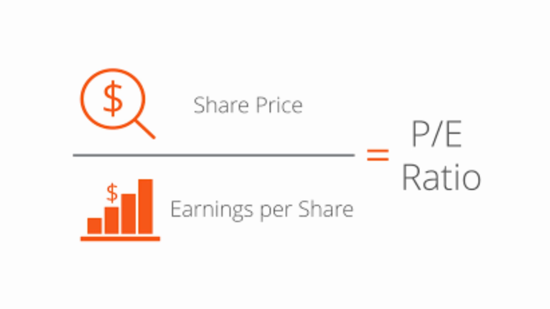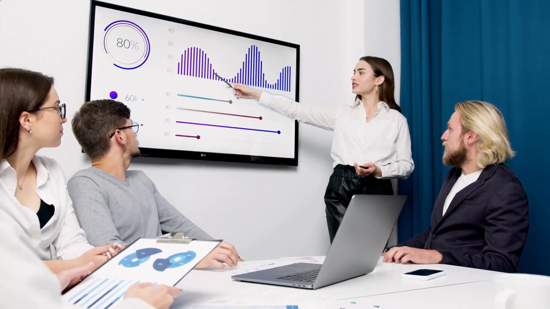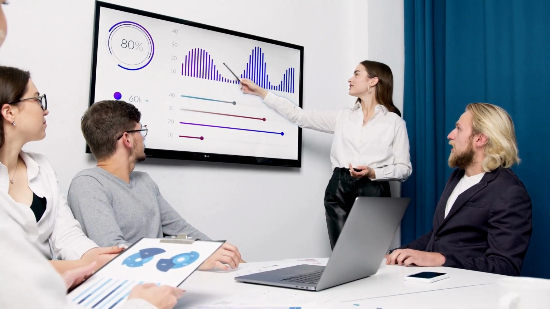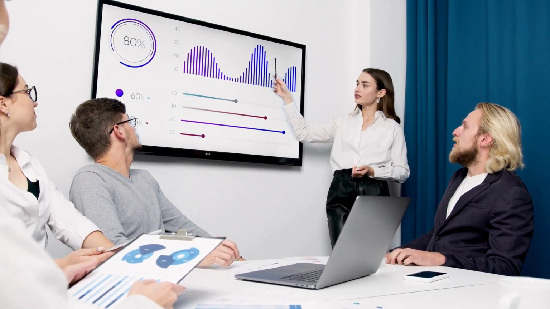So, the bottom line is the PE ratio, it's a powerful tool, but it's only one piece of the puzzle. We need to use it in conjunction with other metrics, other information, to really get a complete picture. Right. It's about taking a holistic approach, not getting tunnel vision on just one number. Absolutely. Investing is about more than just crunching numbers. It's about understanding the story behind those numbers, and that's where the real insights come from.